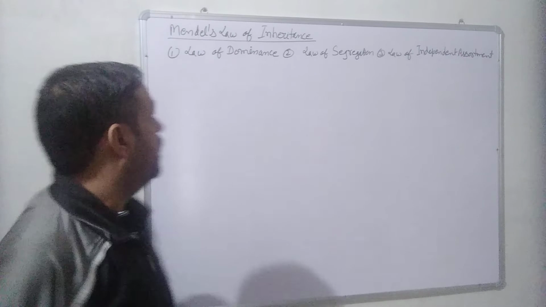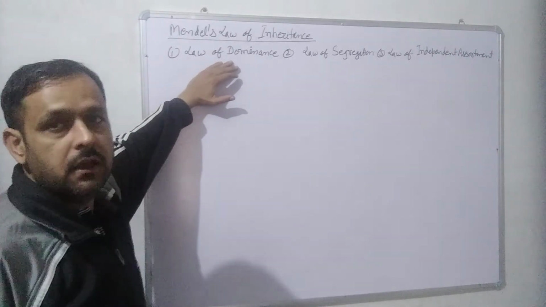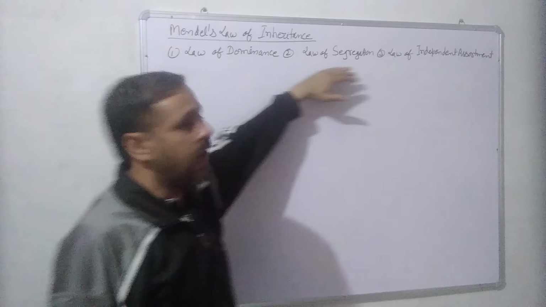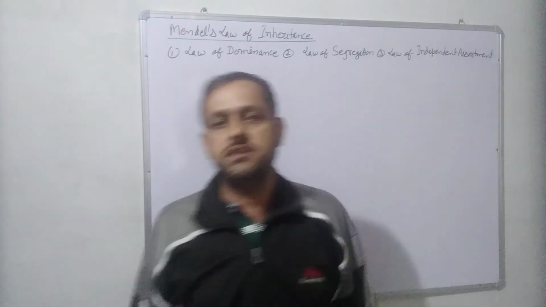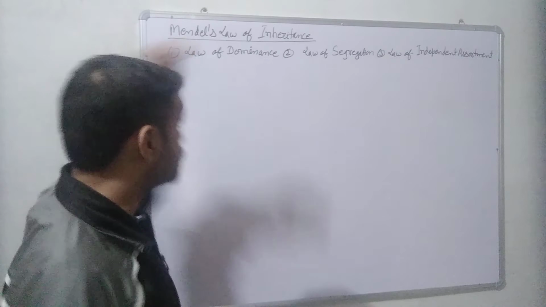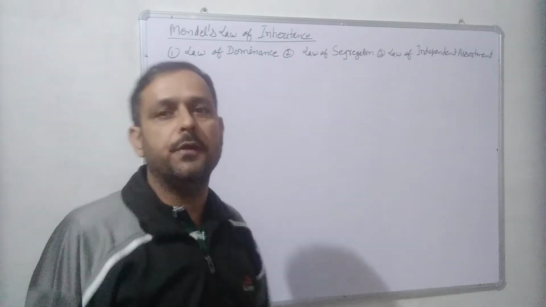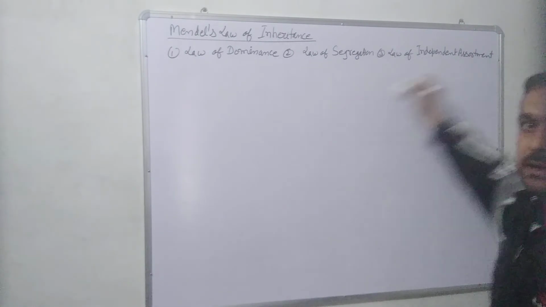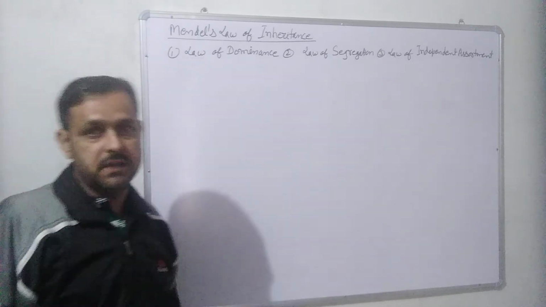First of all, on which experiment does the law of dominance depend, or the law of segregation, or the law of independent assortment? The first two, law of dominance and law of segregation, depend upon the monohybrid cross, and the law of independent assortment depends upon the dihybrid cross. First of all, we are looking at the law of dominance.